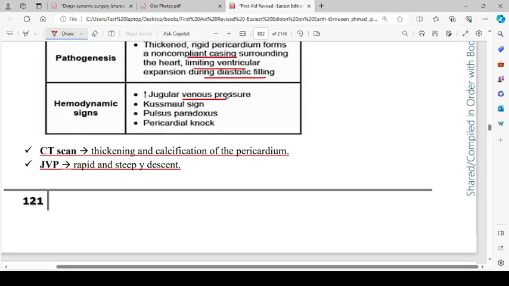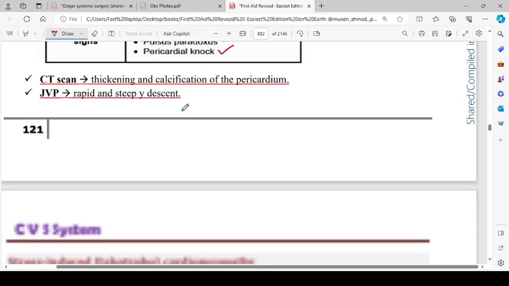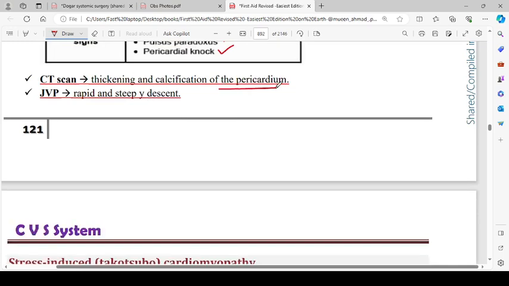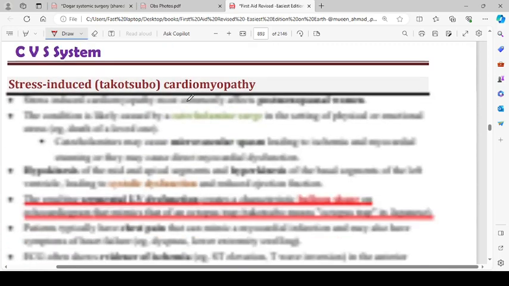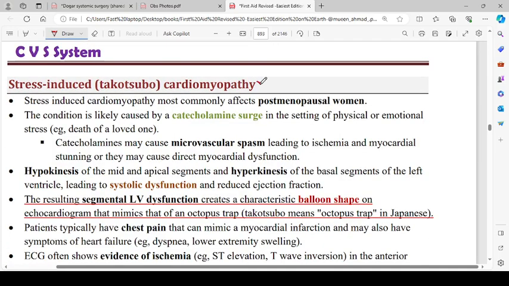Hemodynamic signs are increased jugular venous pressure, Kussmaul sign, pulsus paradoxus, and pericardial knock. CT scan will show thickening and calcification of the pericardium, and jugular venous pressure will show rapid and steep Y descent. What is stress-induced or Takotsubo cardiomyopathy?